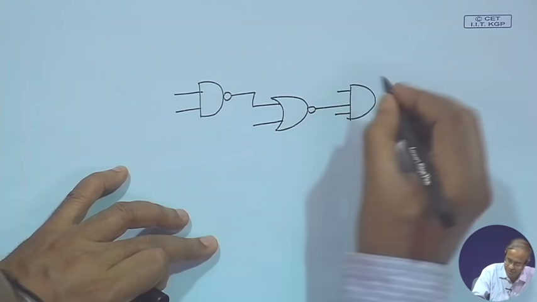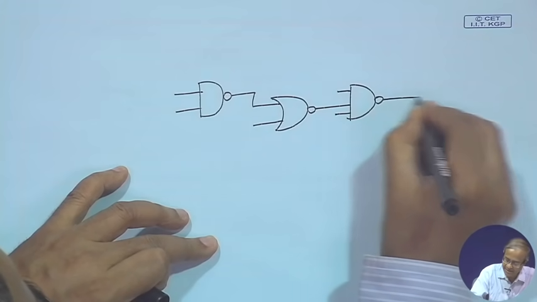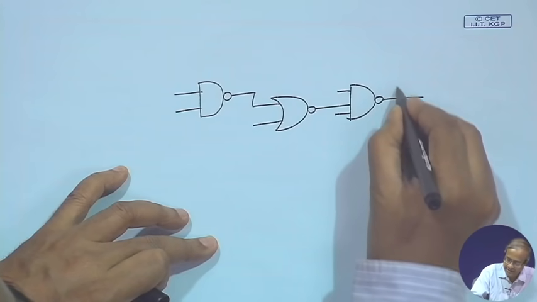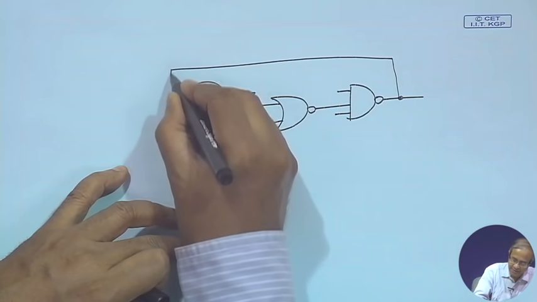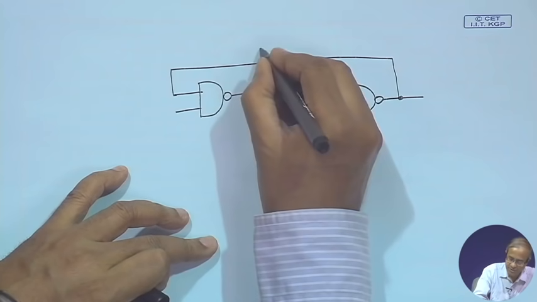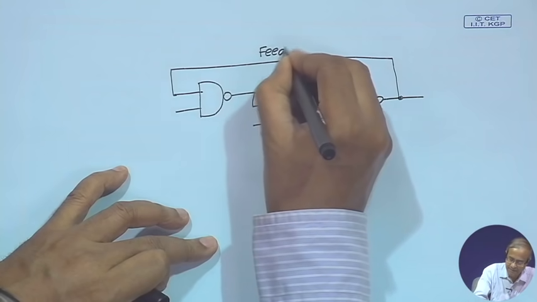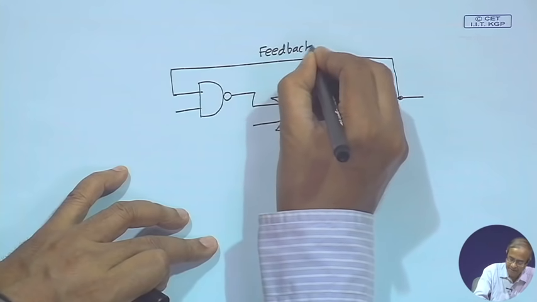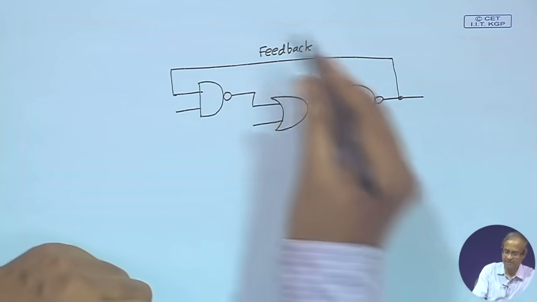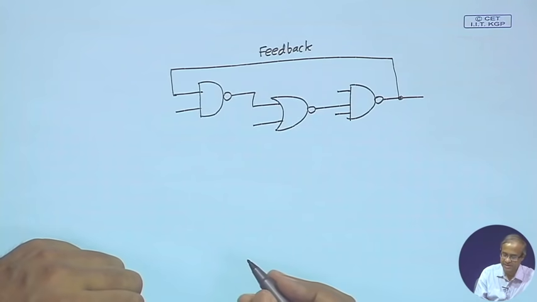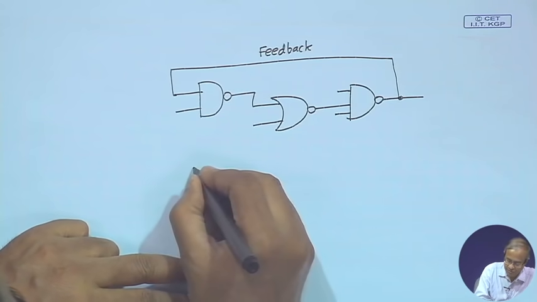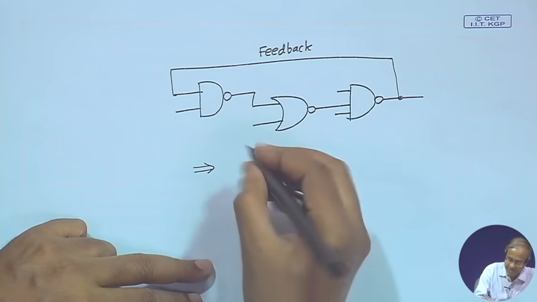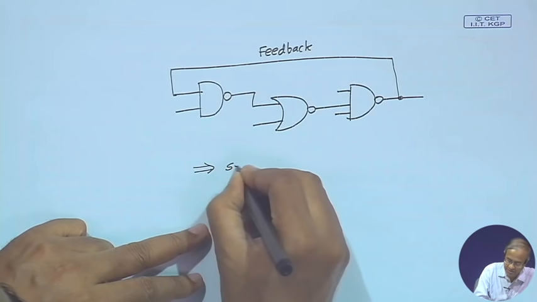There are other inputs. Suppose what I say is that this output line is connected to one of the inputs. This is what we mean by feedback. Feedback is not allowed in a combinational circuit for obvious reasons, because when you feed back, your circuit may turn into a sequential circuit.